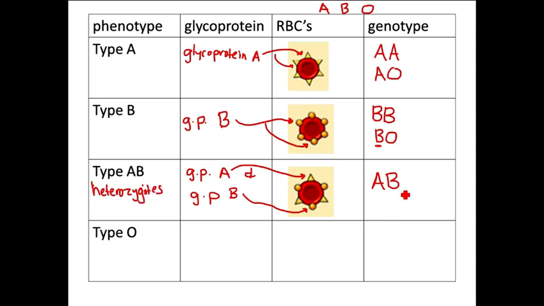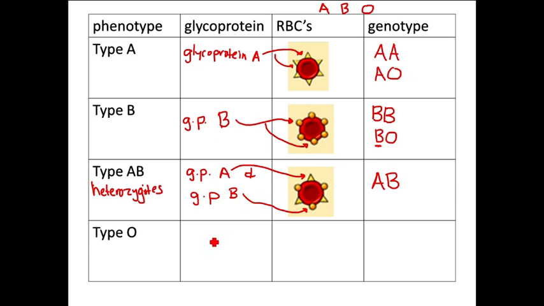Okay, these, of course, are the heterozygotes. They have two different alleles, and that shows that these are codominant. Why are they codominant? Well, because when you look at the red blood cell, you see both of them. You see the A glycoprotein and the B glycoprotein.